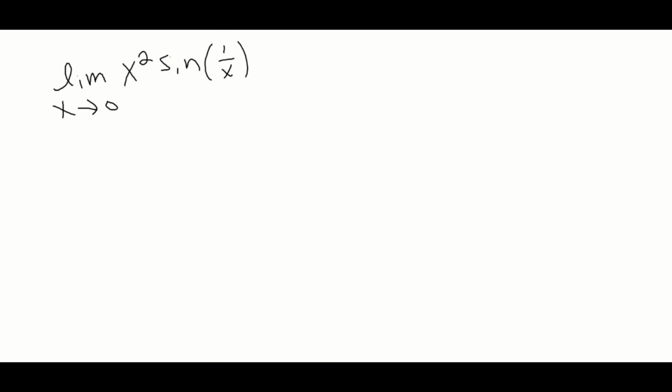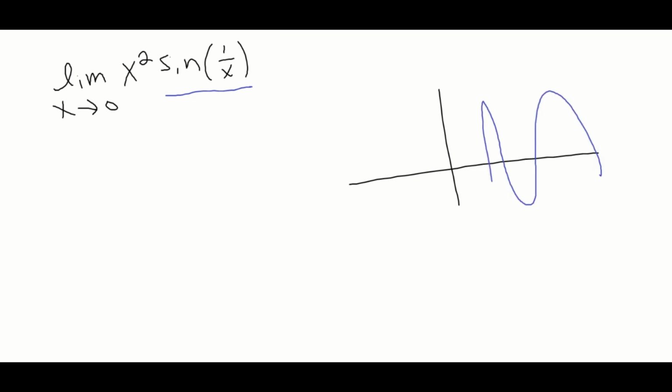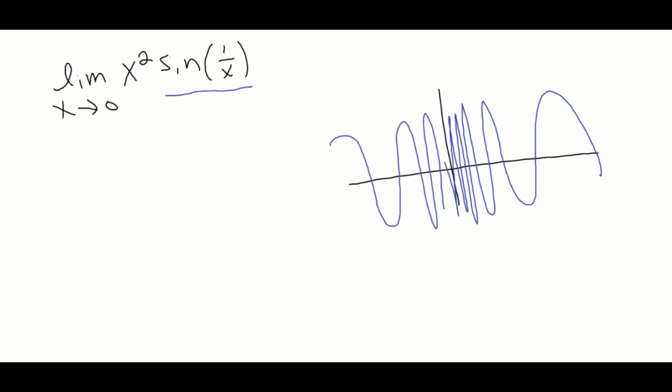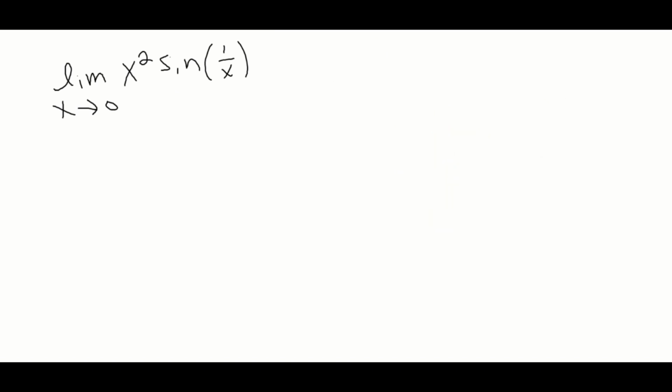But you can't do that here because the limit of sine 1 over x, as we saw in the previous lesson, does not exist. The function sine 1 over x looks something like this, and oscillates more frequently as you get closer to x equals 0. So the limit does not exist. So if the limit of one of the component functions does not exist, you can't apply the product property of limits. Instead, we're going to use the squeeze theorem.